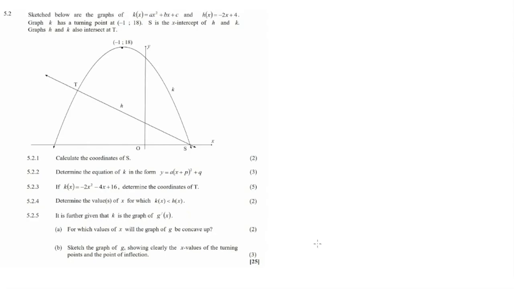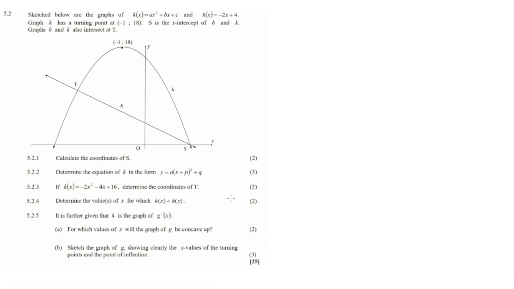5.2 says: sketched below are the graphs of k and h. Graph k has a turning point at minus 1, 18. S is the x-intercept of h and k. And then graphs h and k also intersect at T. So our graph h intersects with graph k at T and S. So these are the points of intersection.